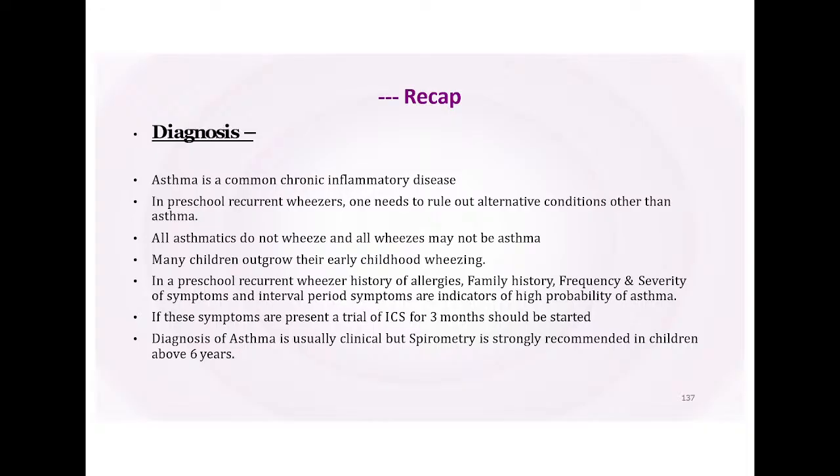In preschool recurrent wheezer, these 4 things are simple things: history of allergy we have to ask for, family history of asthma we have to ask for, frequency and severity of symptoms we have to ask for, and interval symptoms, like in between whether the child is symptomatic or not. This we have discussed in the last class also. So these simple 4 things we have to ask, and that will indicate if the child is having high probability of asthma or not.